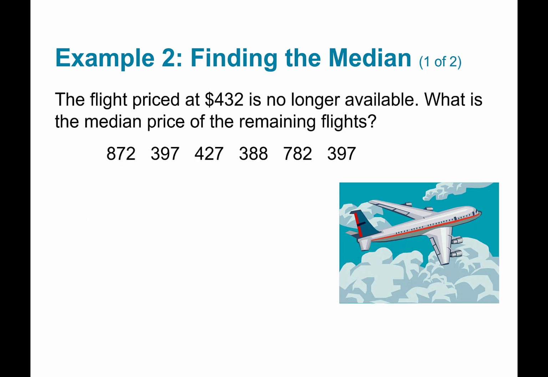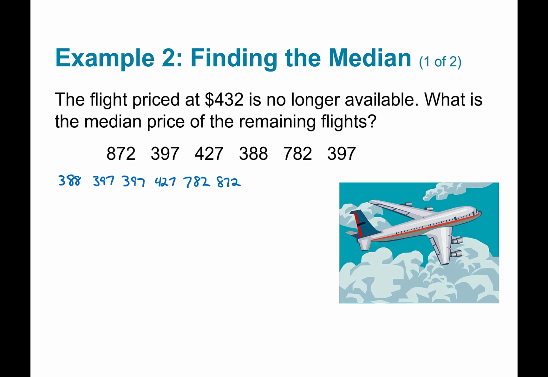Now let's suppose the flight at $432 is no longer available to Cancun, and we want to know the median price of the remaining flights. So we do the same thing, right? Now we only have 6 flights, so we still put them in order. So 388, 397, 397, 427, 782, and 872.